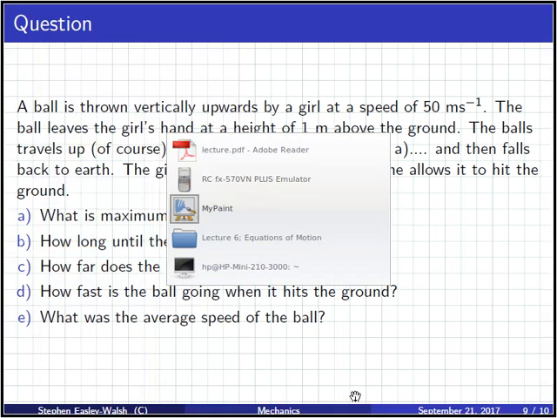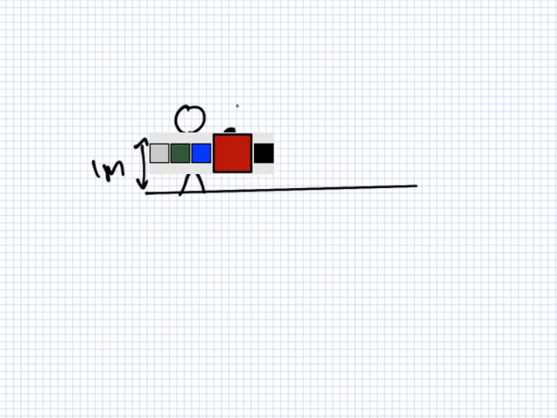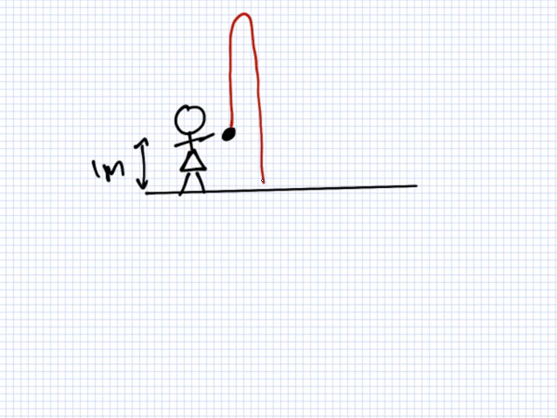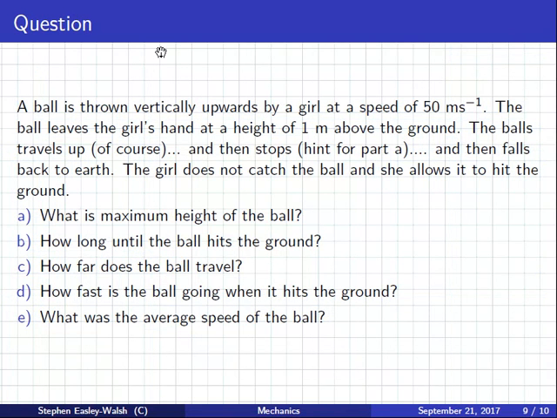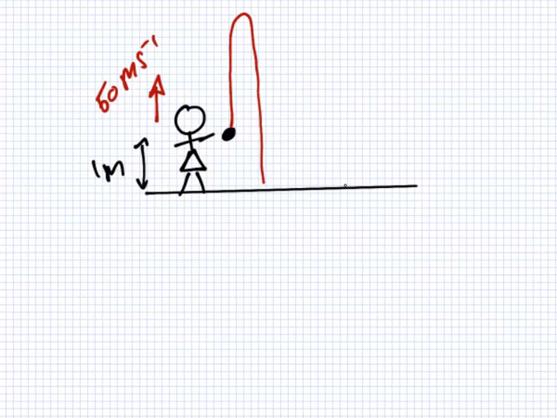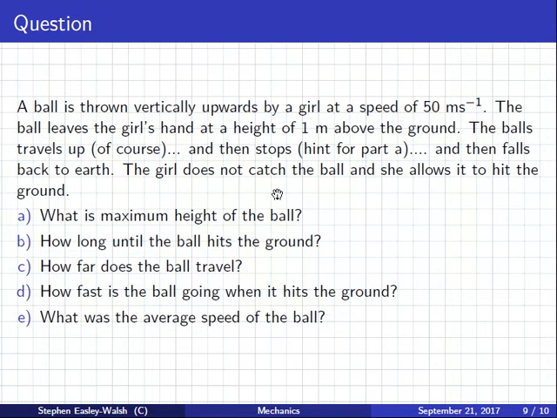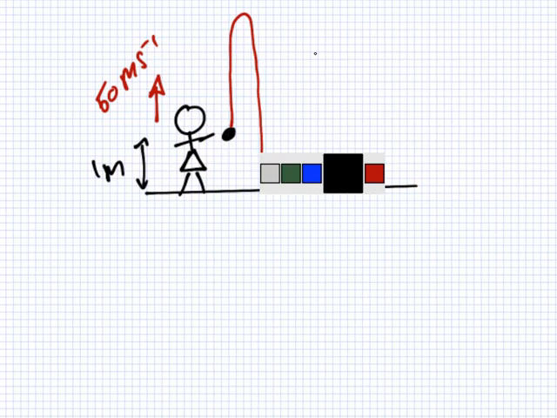Just to make sure you're clear on the picture, this is the ground here, this is the girl here, and this is the ball here, and it starts at 1 meter, and then she throws it up. It goes up, and of course comes back down like that. The speed at the beginning is going up at 50 meters per second. Then the ball falls back down, and the girl does not catch the ball. She lets it hit the ground. The first question is, what is the maximum height of the ball? By that I mean, how high up will it climb?